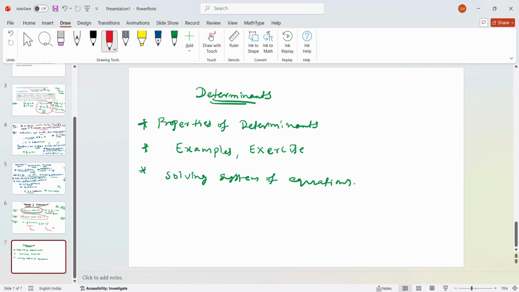Along with this question, we have to cover properties of determinants and example problems, exercise also, and solving a system of equations with the help of A inverse. A inverse means what? Adjoint of A divided by determinant of A. So these difficult level and easy problems I have uploaded in my video. That video also I'll be giving you in the description. Kindly go through it, kindly understand the concept.